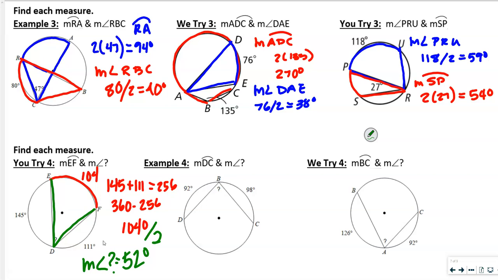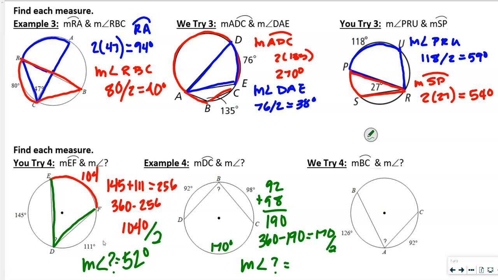So here again, example 4, we're going to add the 92 plus the 98. That's going to be 190 degrees, right? Subtract that, 360 minus the 190. That's going to be equal to 170, right? So that means this out here is 170. And what do we do to the 170 to get the angle? We divide it by 2, right? So the measure of angle question mark is going to be equal to, oh, by the way, this was 170, right? That's arc DC. And then the angle is 85 degrees, right?